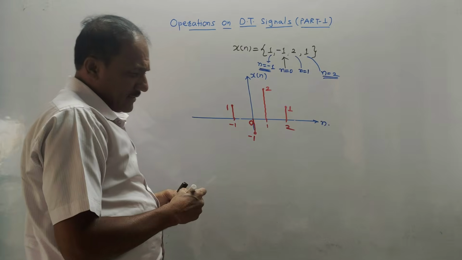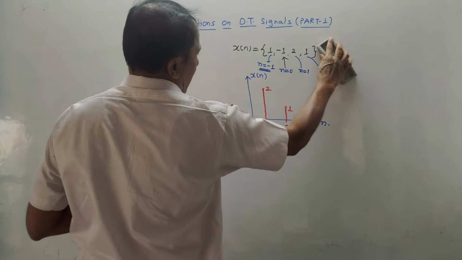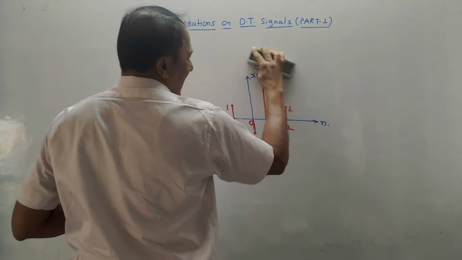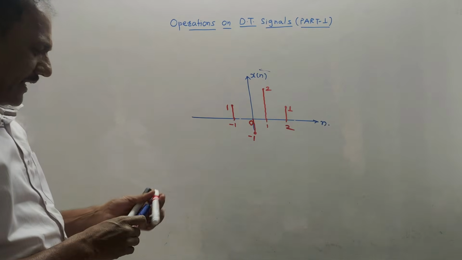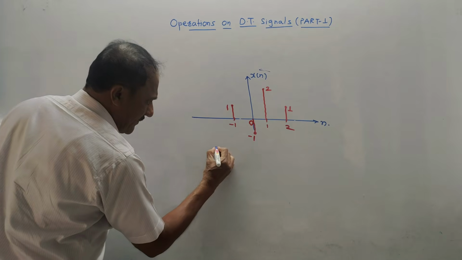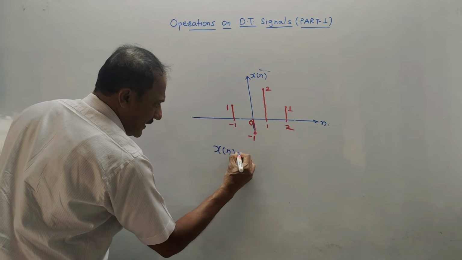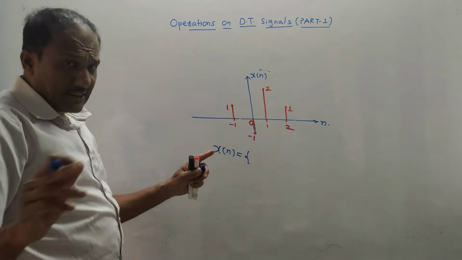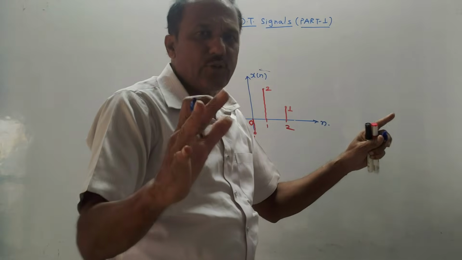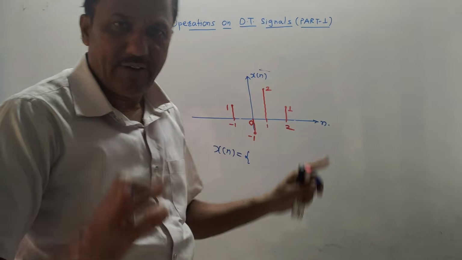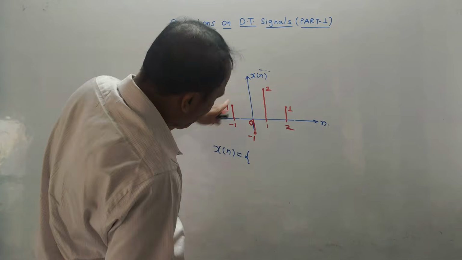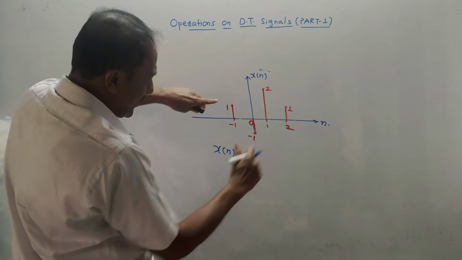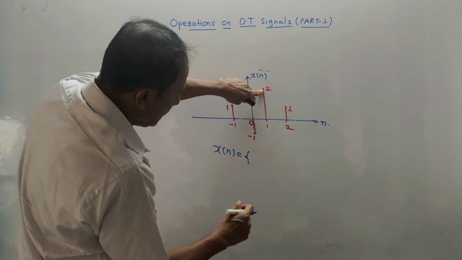Reverse way, suppose this sequence is not given, only diagram is given. Then how to write the sequence from the given diagram? The given sequence is a discrete sequence, so it is x of n. In the sequence, always and always keep in mind, you don't have to write anywhere value of n. Just go on writing the amplitudes of signal from left to right. So read amplitudes only.